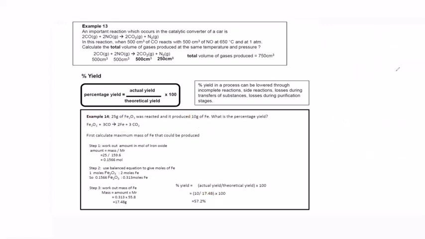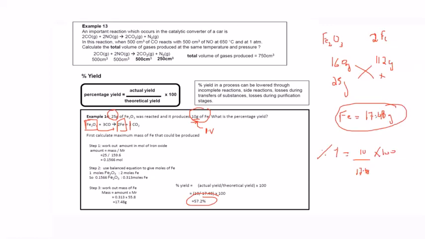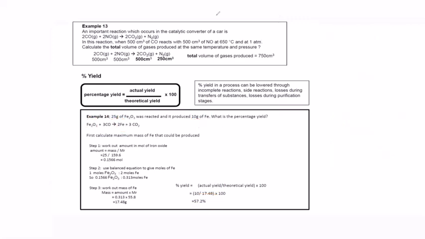So the simplest ratio from the equation will always suggest that you should get more product. But practically, when you do the experiment, you will get less product. And the comparison between the practical value divided by the theoretical value, multiplied by 100, will give you the percentage yield. And what is the reason why the percentage yield will be lower?